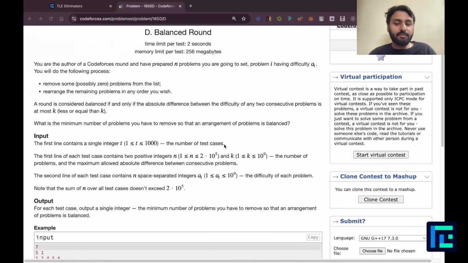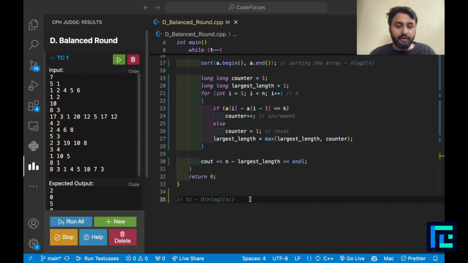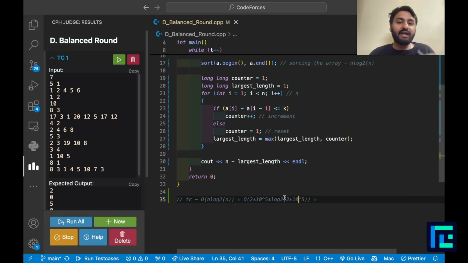Why? If you go back to the problem, n is given in 2 into 10 raised to 5 order. So I can note this down as O of 2 into 10 raised to 5, times log base 2 of 2 into 10 raised to 5. And this means log base 2 of 2 into 10 raised to 5 is somewhere around 18 operations. So you can get 2 into 10 raised to 5 into 18, or to be very specific, you can take it as 20 operations just to make your maths easier. So 20 into 2 into 10 raised to 5 gives you 40 into 10 raised to 5, which gives you 4 into 10 raised to 6. So this is 4 into 10 raised to 6 order.